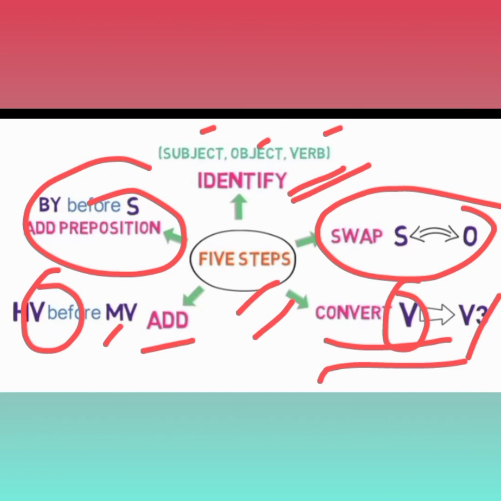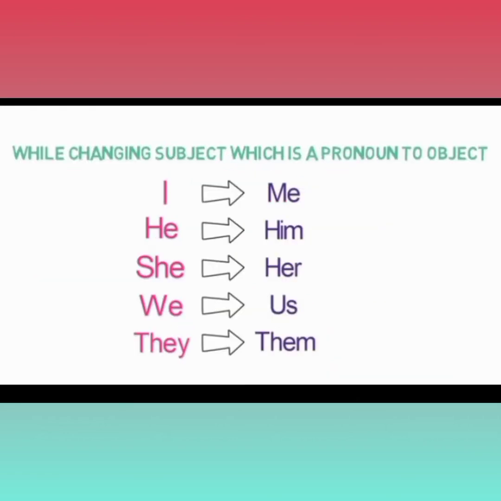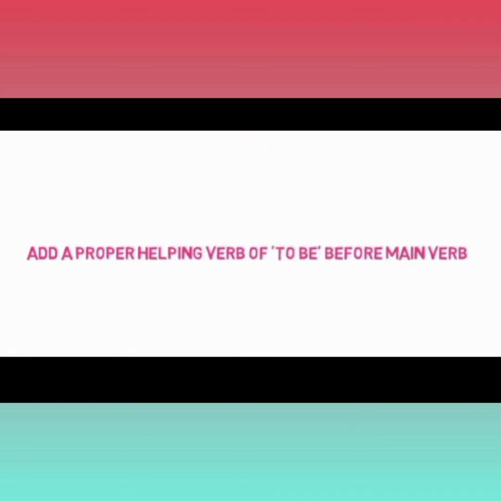Okay, so these are the 5 steps which we use to change an active voice into passive voice. Clear, children? Children, while changing the subject, which is a pronoun, into an object, you have to keep this in mind: I changes to me, he changes to him, she to her, we to us, they to them. Okay? Add a proper helping verb of to be before the main verb.